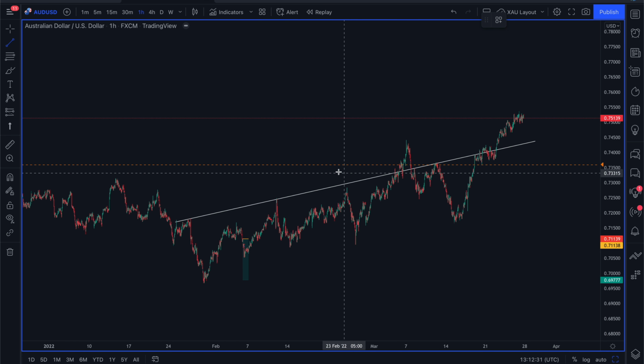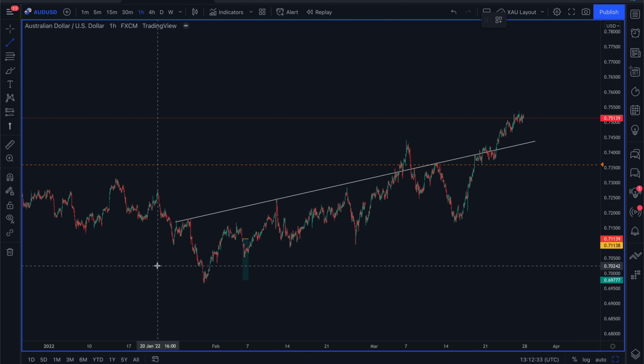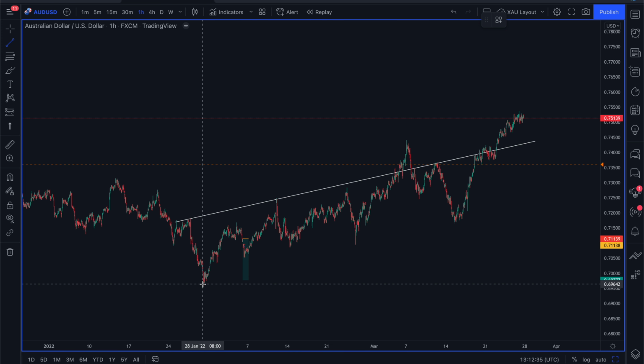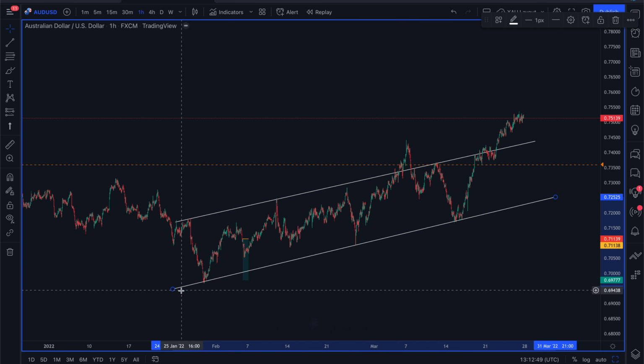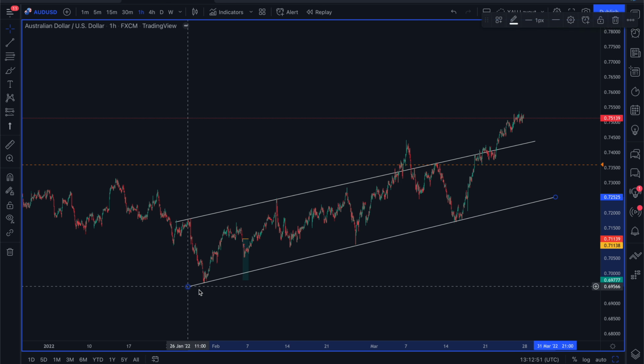So now that we've drawn the resistance line, we need to draw the support line, because a channel is basically where we can look at placing both buys and sells on the bounce. So the bounce from the resistance and the bounce from the support. So doing the support now, we want this to be natural again. Perfect. Could probably just alter that slightly.